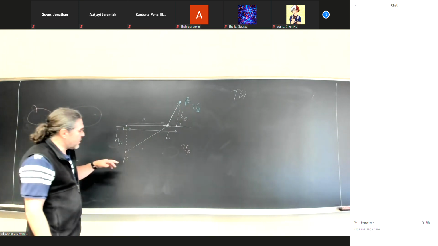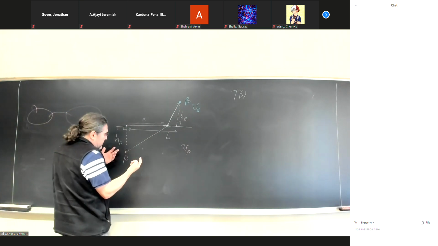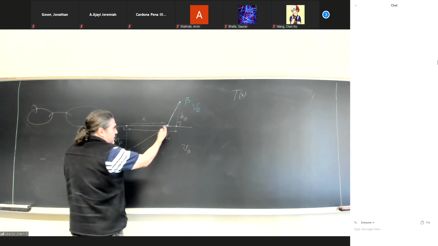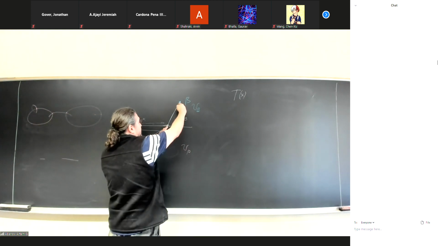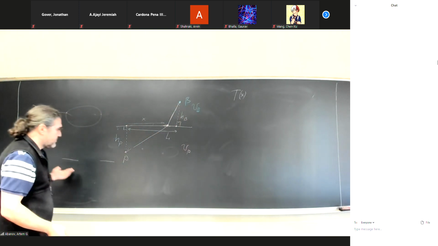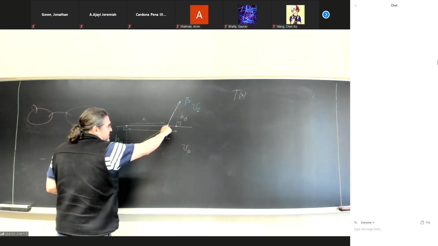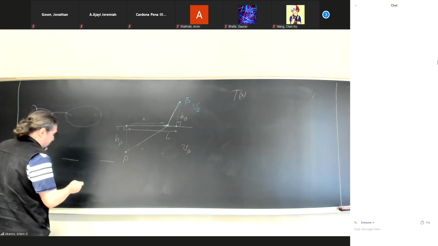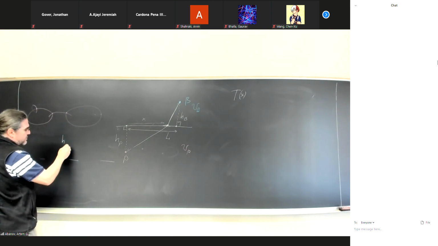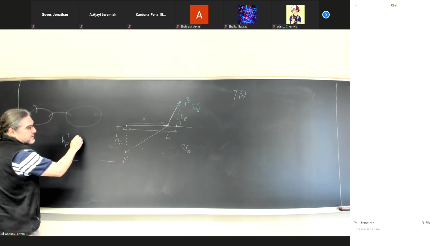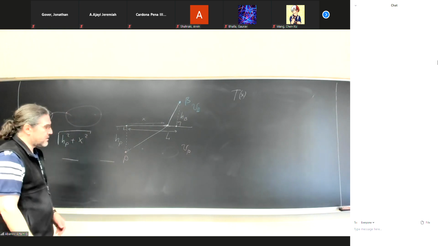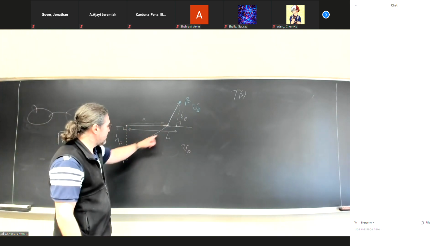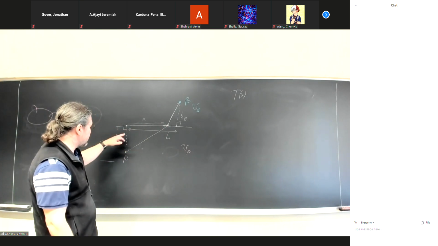Then what we need to do? Well, the total time of travel is time of travel on this stretch plus time of travel on this stretch. So we need to find that length. And that length is just the square root of hp squared plus x squared, right? That's this line, because this is the Pythagorean theorem.